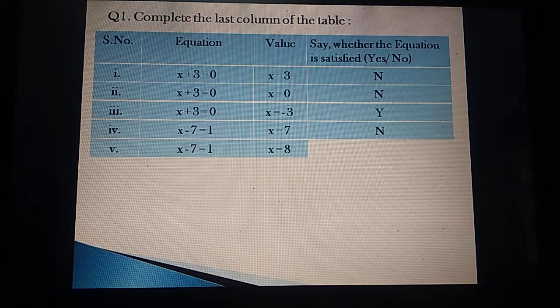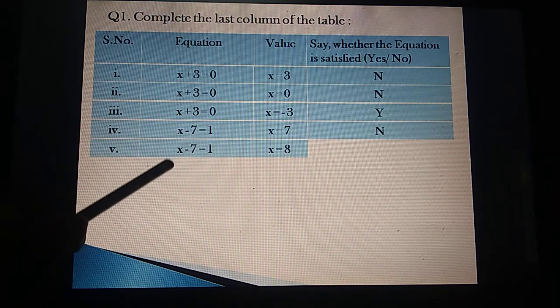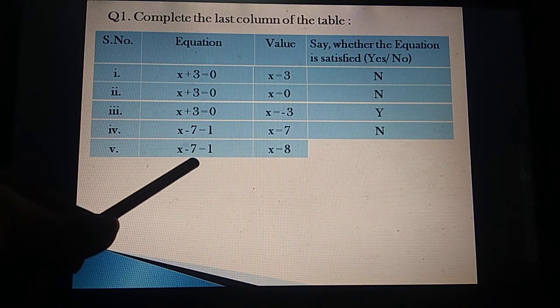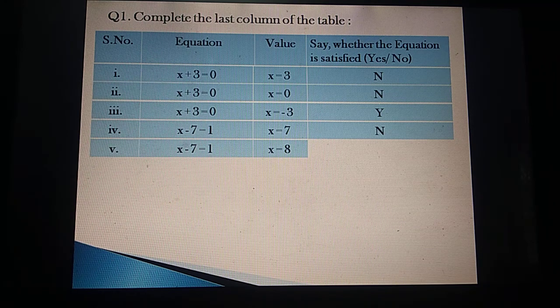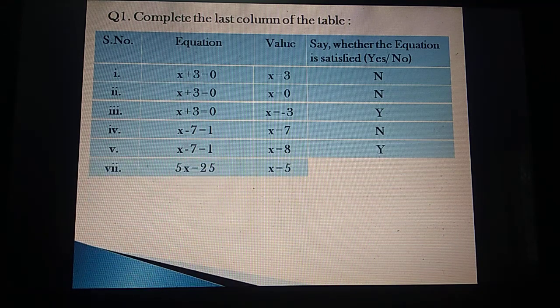Now in the fifth, it's given x minus 7 equals to 1, and you have to check it for x equals to 8. So x minus 7, 8 minus 7 will give you 1. Yes, it is equal to the right hand side. So your final answer is yes.